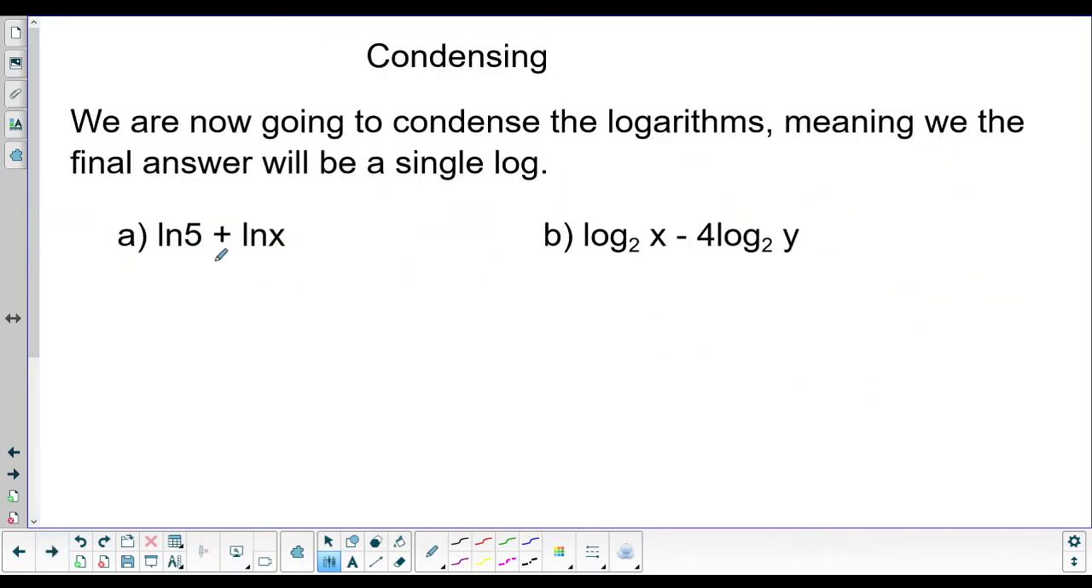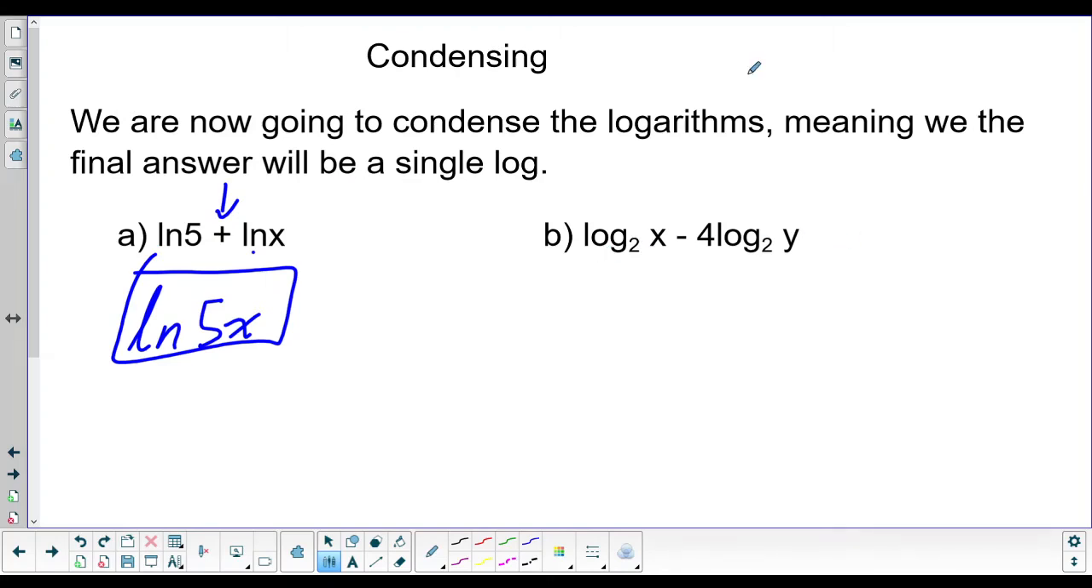All right, so we have the natural log of 5 plus the natural log of x. Because they're being added, we can condense these into a single log because the bases match. If the bases don't match, you're not allowed to do this. And then where the adding was, we turn it into multiplying. So 5 times x. There we go.